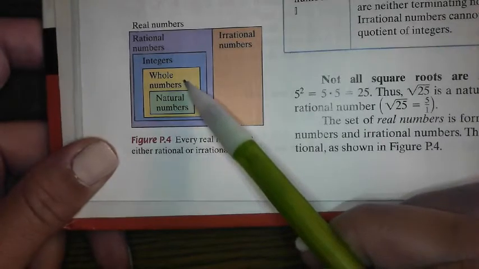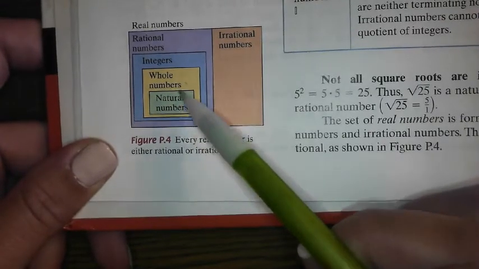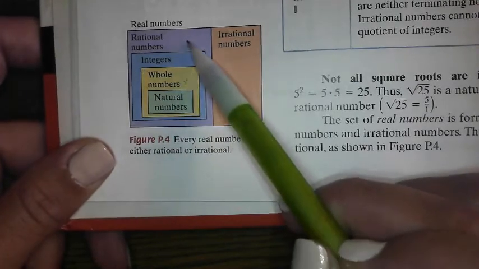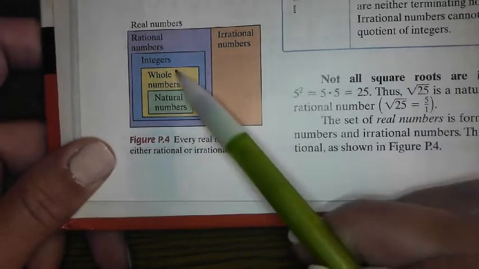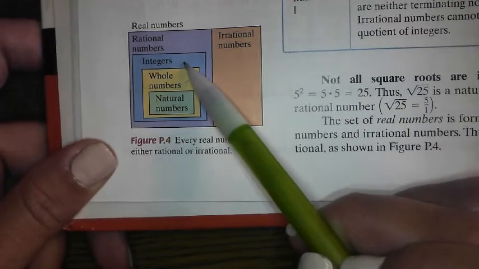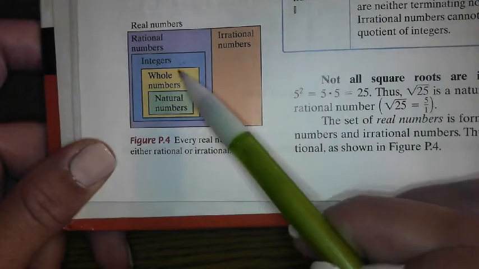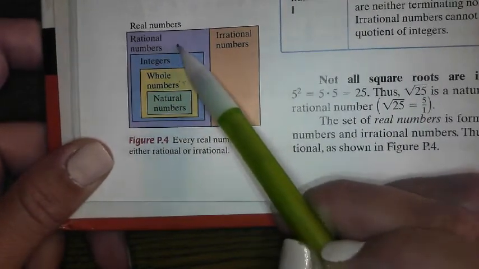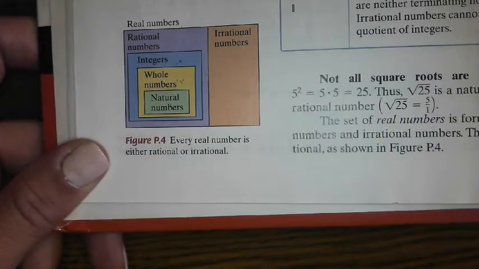0 is a whole number, but it's not a natural. And if it's a whole number, it inherently is an integer and a rational and a real. If I give you negative 3, you are an integer, but you're not a whole number and you're not a natural. So you're negative 3, and inherently you are rational and real. Okay, and so on and so forth.